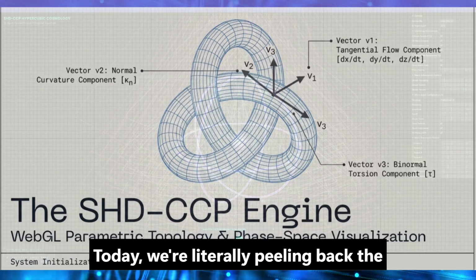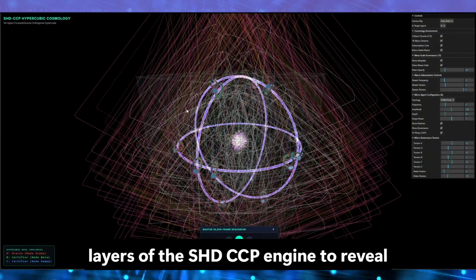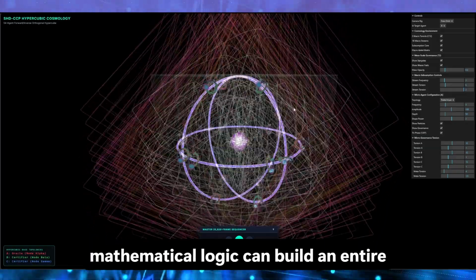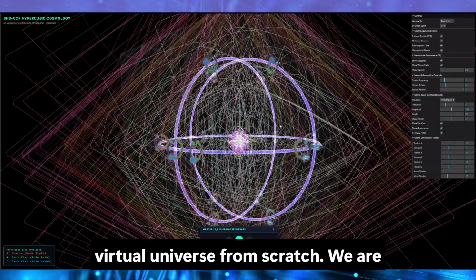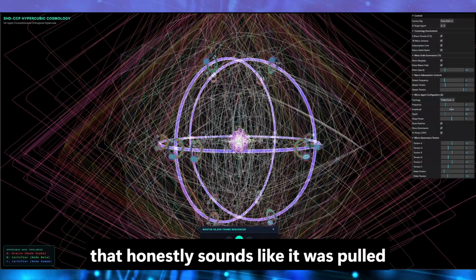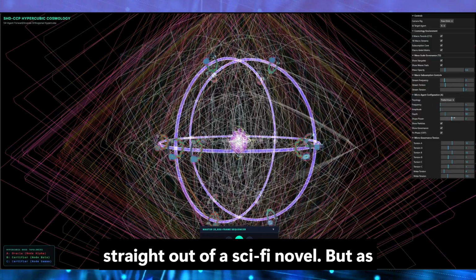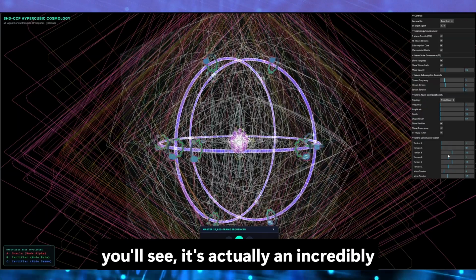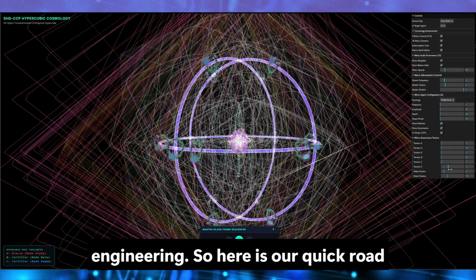All right, welcome to this explainer. Today, we're literally peeling back the layers of the SHD-CCP engine to reveal exactly how pure, unadulterated mathematical logic can build an entire virtual universe from scratch. We are going to look under the hood of a system that honestly sounds like it was pulled straight out of a sci-fi novel, but as you'll see, it's actually an incredibly robust, fascinating piece of software engineering.